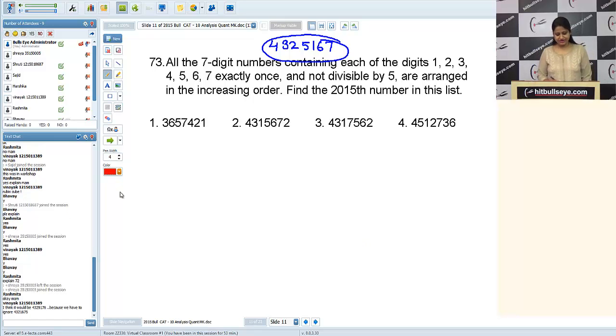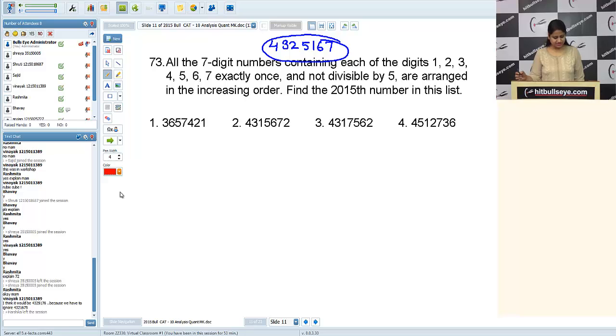It says all the 7-digit numbers containing each of the digits 1, 2, 3, 4, 5, 6, 7 exactly once and not divisible by 5 are arranged in increasing order. Find the 2015th number in this list. So if we take a number starting with 1, we have 7 places to fill in, and the number shouldn't be divisible by 5. So the last place can be 2, 3, 4, 6, or 7.